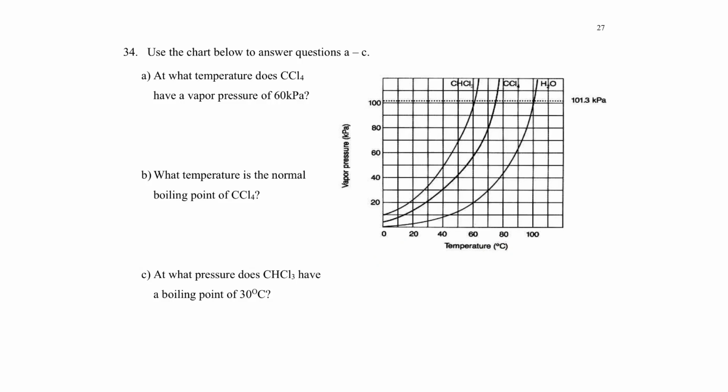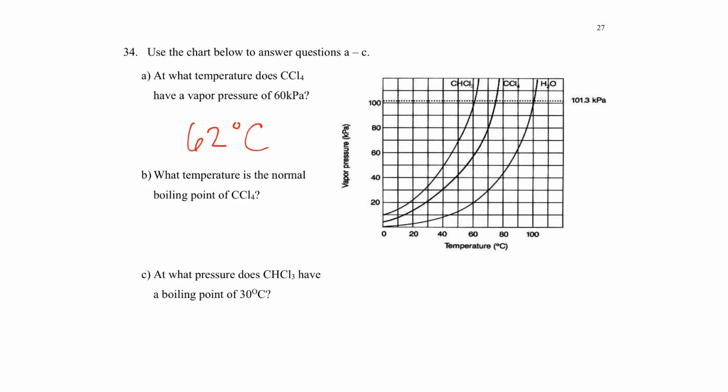So if we find CCl4, it's this line. If we see here 60 kPa, if we trace that over, the question is, what temperature is that happening at? I'd say it's just over 60. So feel free to approximate a little bit differently, but I'd say about 62 degrees Celsius. Make sure you put a unit on your answer.